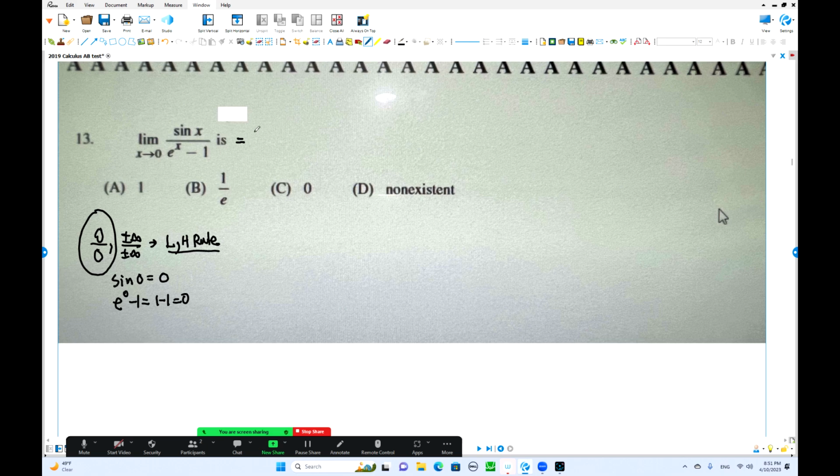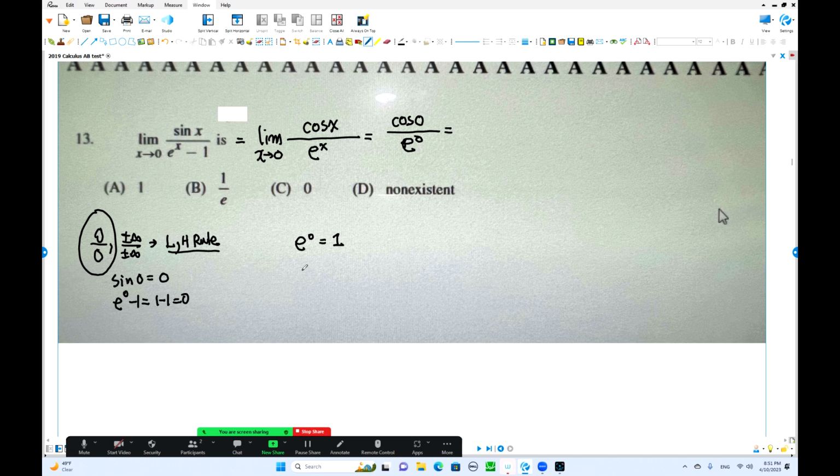Take a derivative, same limit. Sin x derivative is cosine x. E to the x minus 1 derivative is still e to the x, since the constant's derivative is 0. Put the number x equals 0 in. E to the 0 is 1. It's not 0 over 0 anymore. Just put this number there. That's it, this is our final. Now cosine 0.